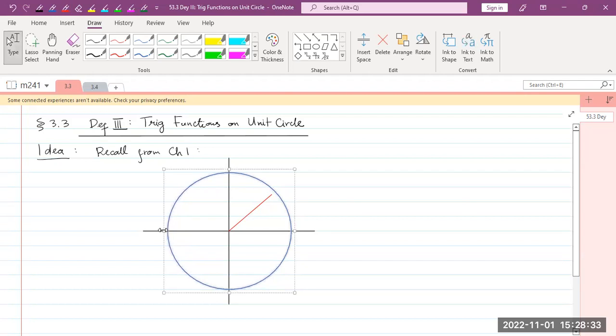Suppose we have a circle with radius r and we have an angle in standard position, called angle theta. Then with radius r, this is r comma 0. So the coordinate here, x comma y, is the coordinate on the circle that intersects with the terminal side.